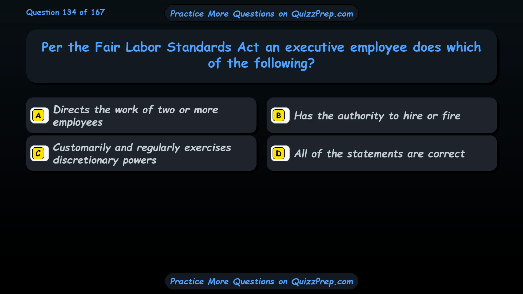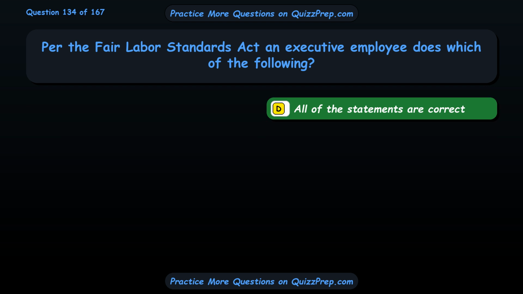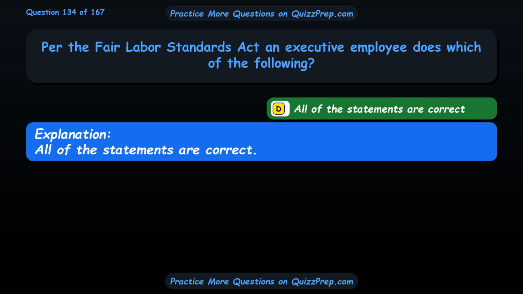Question 134. Per the Fair Labor Standards Act, an executive employee does which of the following? Option A, directs the work of 2 or more employees. Option B, has the authority to hire or fire. Option C, customarily and regularly exercises discretionary powers. Option D, all of the statements are correct. The correct answer is option D, all of the statements are correct.